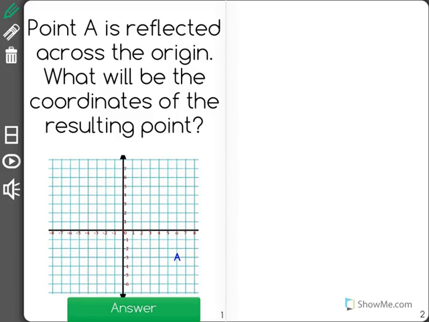Point A is reflected across the origin. What will be the coordinates of the resulting point? Now, as you can see, we have point A over here. It's located at point 6, negative 3.